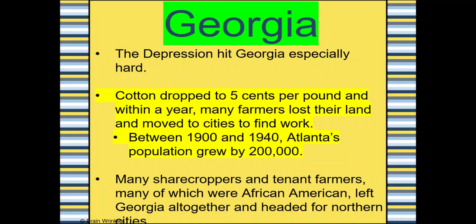And a lot of those sharecroppers and tenant farmers, remember those? A lot of those being African Americans, they ended up leaving Georgia altogether, or some came to Atlanta as well, or they started heading north to find work, because again they're trying to make ends meet. So now if the farms are worthless, then I gotta eat, so I gotta go somewhere else.